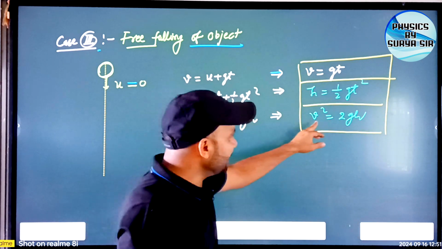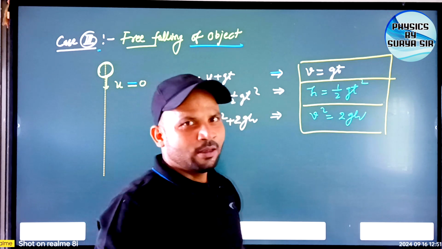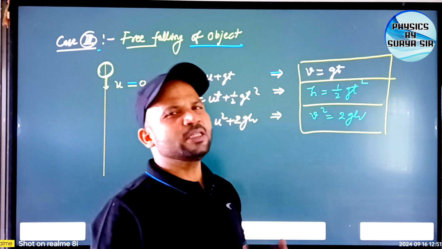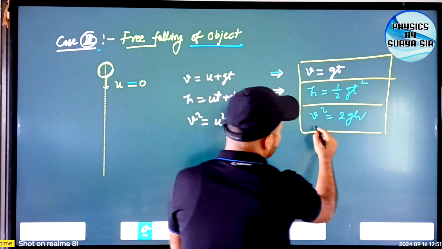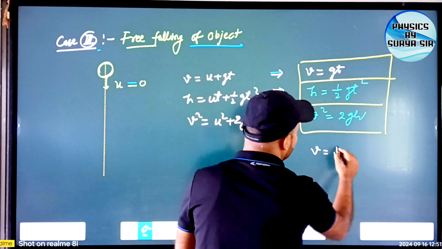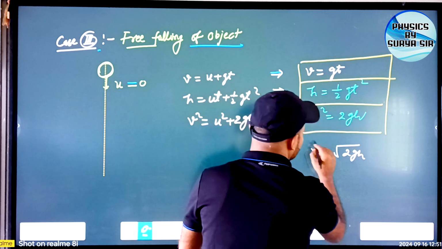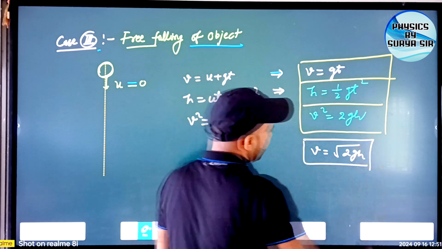Clear? And this case is very interesting and it is mostly used here. V square is equal to 2gh. So what will be the value of v? V will be under root 2gh. This is a very interesting case.